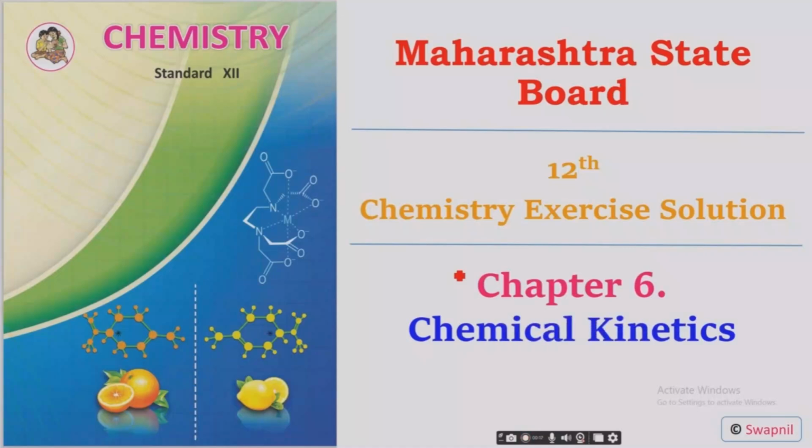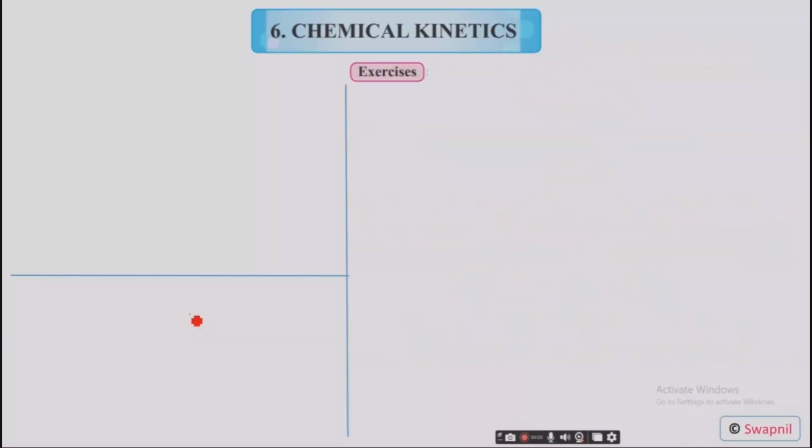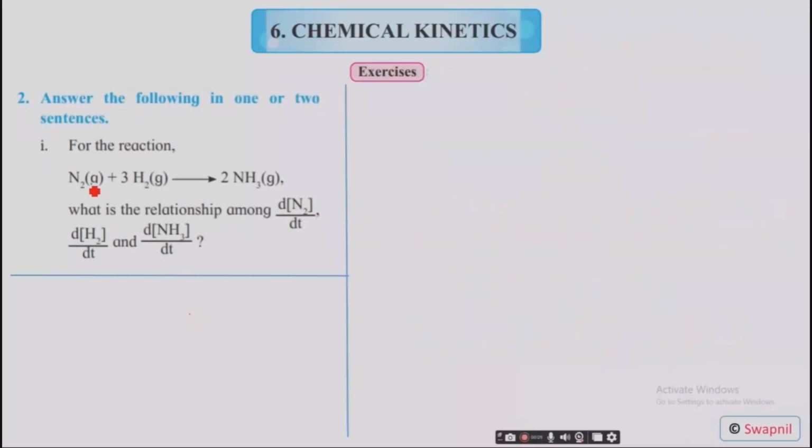Chemical Kinetics and question number 2. So let's start. Here is the first question. For the reaction N2 gas plus 3H2 gas gives 2 NH3 gas, what is the relationship among very small change in concentration of N2 divided by dt, very small change in concentration of H2 divided by dt, and very small change in concentration of NH3 divided by dt? That is, these are the three instantaneous rates, and we have to find out the relation among them.